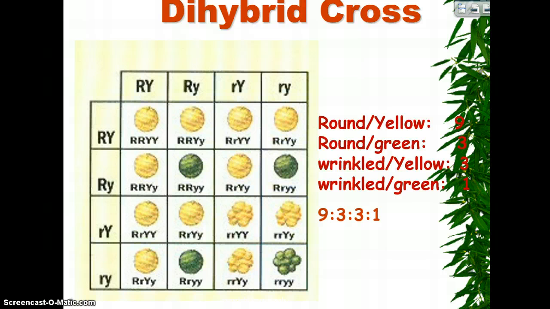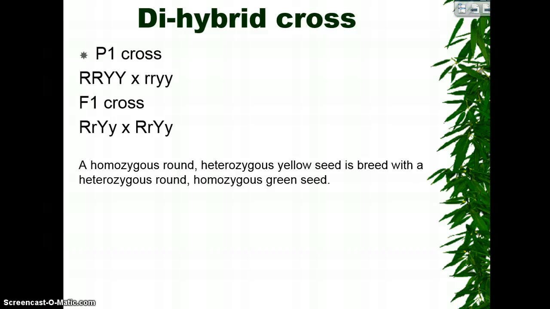Here's just another example actually showing you physically what they look like. Okay, so we have a P1 cross. Mendel's P1s are always pure crossed with pure. Here's the example of an F1 cross, heterozygous with heterozygous. So if you want to put it into words, a homozygous round plant, heterozygous yellow seed is bred with a heterozygous round, homozygous green seed. That's how you would describe the P1 cross. If you were to describe the F1 cross, you would have a heterozygous round, heterozygous yellow, crossed with a heterozygous round, heterozygous yellow.